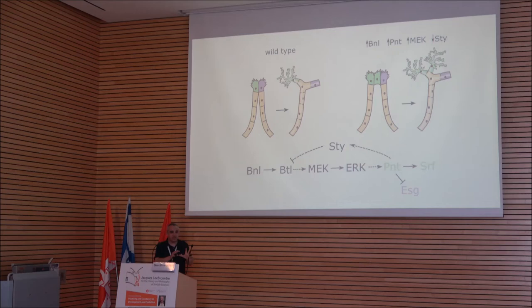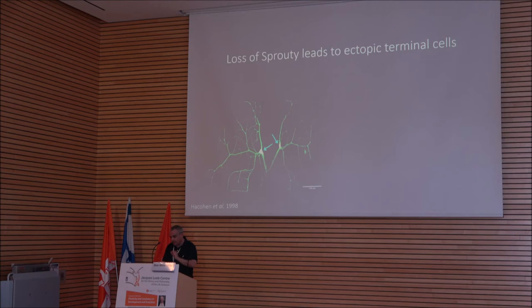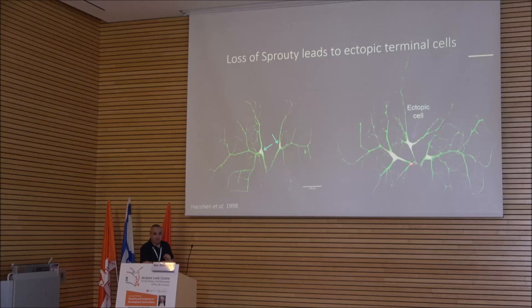So what we know is that loss of negative feedback gives rise to ectopic cells, and the important thing is that you single out one cell from a primordium. So this is a mutation in sprouting, and one can see by simultaneously labeling cytoplasm in green and nuclei in white that we can detect ectopic terminal cells. So this is a strong perturbation of the pathway. So the negative regulator is gone.